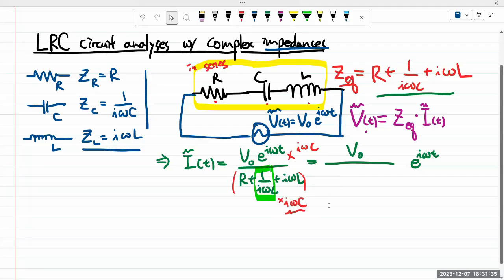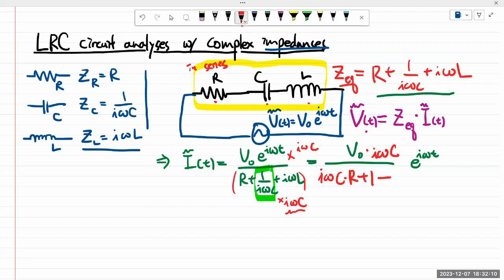So let's do that. Let's write down what's going to be on the numerator. That would be V naught times i omega C, divided by, let me be careful here. I'm multiplying i omega C to every single term. So it'll be i omega C times R plus, this will become 1. That was the whole point. And then finally the last term here, it'll be minus, because of i squared, and then omega squared times LC, minus omega squared LC.